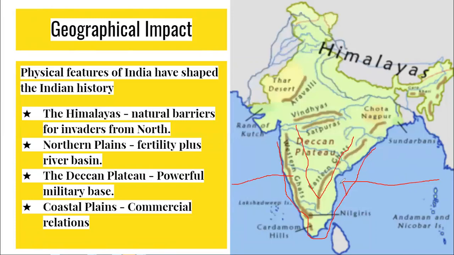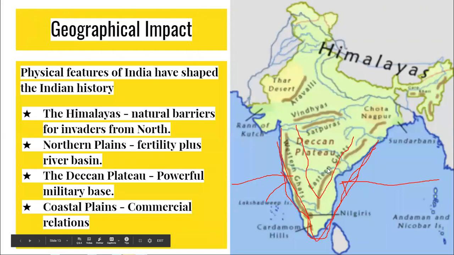They got to know about India through the sea route, and they would come and settle in or explore the coastal regions first, right? So that is how it was a very important center for commercial relations and trade. This also made India very rich, and distant regions got to know how rich India is, right?